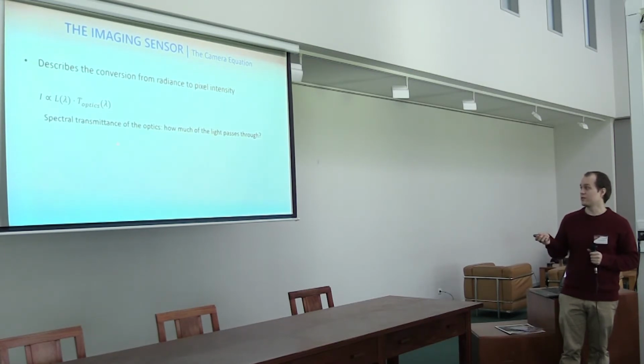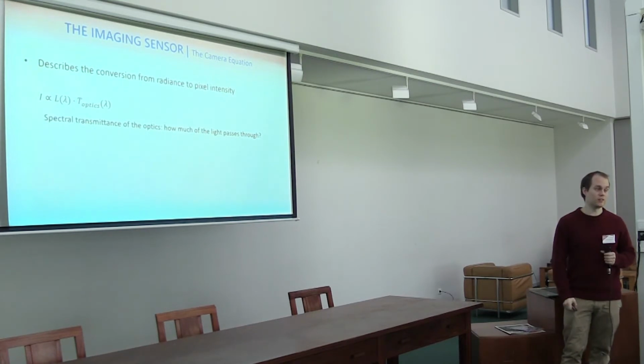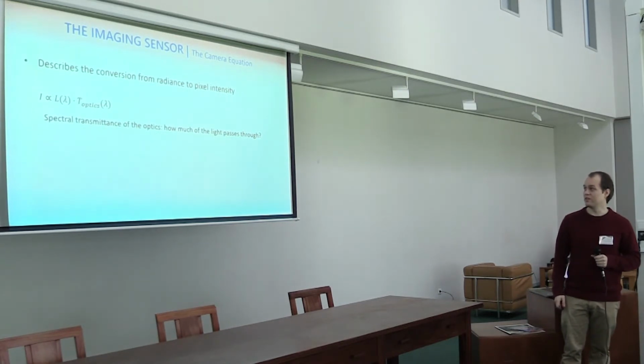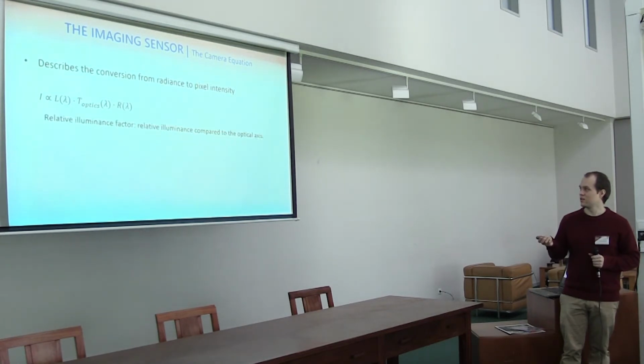Then there's the transmittance of the optics, how much light passes through. This is one of the reasons why optics can get really expensive. There's usually a graph that shows the falloff of intensity from the center of the lens, and it's quite a big difference. But compared to this, it's not so much. Maybe you can get twice as good if you have really good optics. And relative luminance: again, compared to the center of the lens, the illuminance falls off, depending on the lens, the physics, and so on.